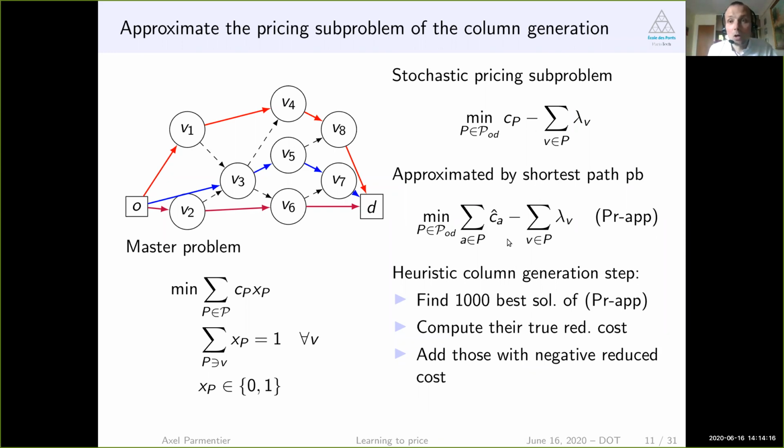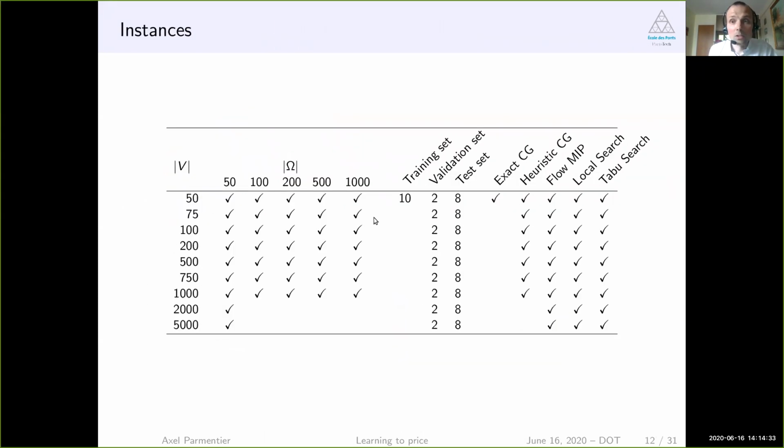Before going into the details of how I construct these approximations C hat A that enable us to map the hard problem to the easy problem, I'll give some numerical results obtained on these problems. The database I use is the following. I use instances with between 50 and 5,000 tasks, between 50 and 5,000 flights when it's the airline application. And in terms of scenarios for delay, I use between 50 and 1,000 scenarios.